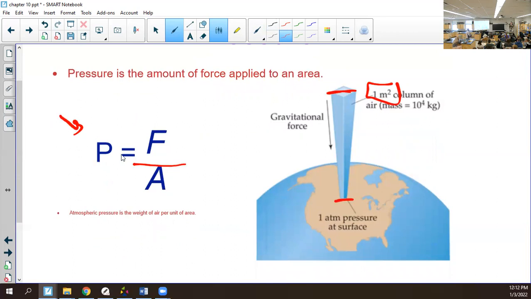Okay, pressure is force divided by area. The pressure you feel is this giant column of air over you constantly, just keeping you down. Now, the pressure you feel is the atmosphere on top of you. So conveniently, we call this pressure 1 ATM.